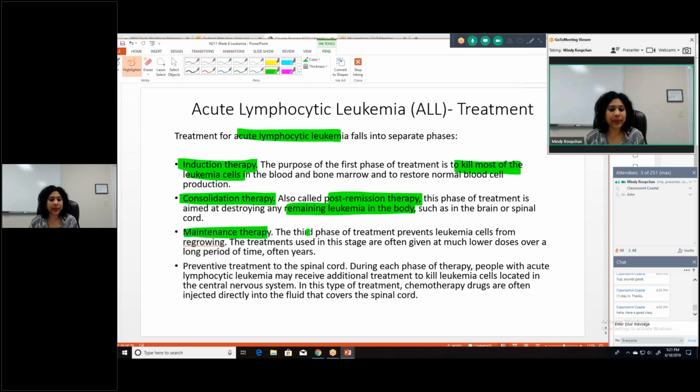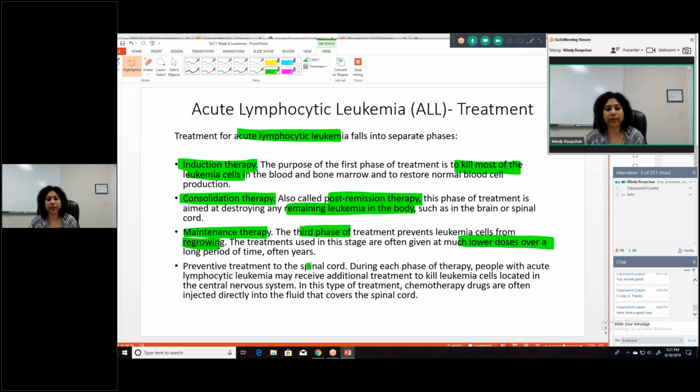The maintenance therapy is the third phase. This is a treatment that's going to prevent the leukemia cells from regrowing. Okay, so this one is given at a much lower dose and over a longer period of time. So you're getting in there, you're taking care of the problem, and then you're maintaining it.